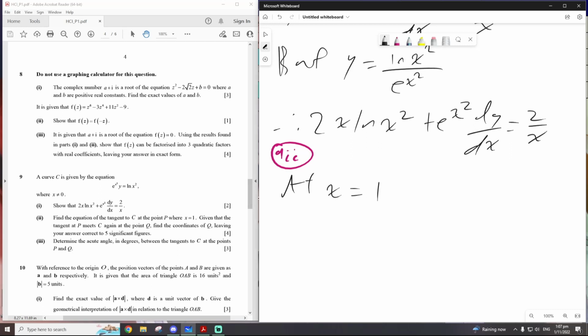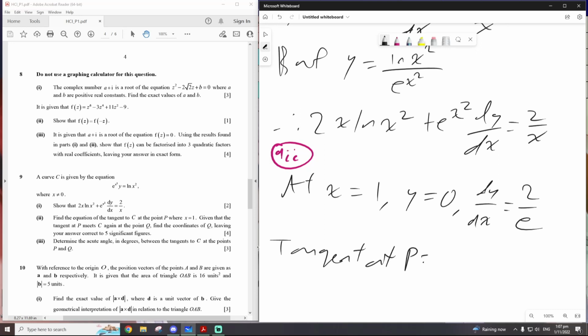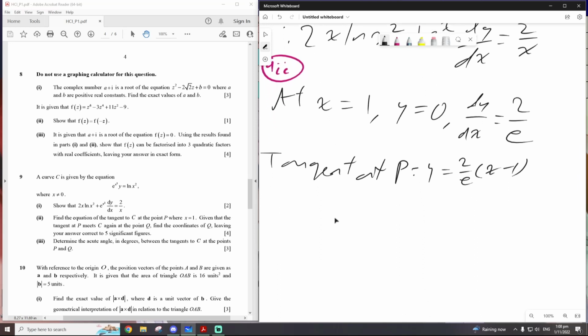At x equals 1, what is the value of y? The value of y will actually be ln 1 divided by e, so that's 0. And what is the value of dy dx? Well, if I put x equals 1, this becomes 0. I have e dy dx equals 2, so it's just 2 over e. So the tangent at P is just the line y equals 2 over e times (x minus 1). Very simple. And how to find the coordinates of Q?